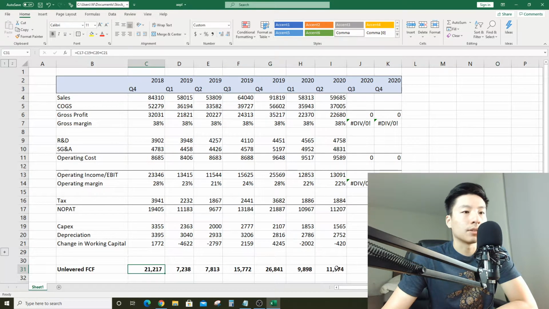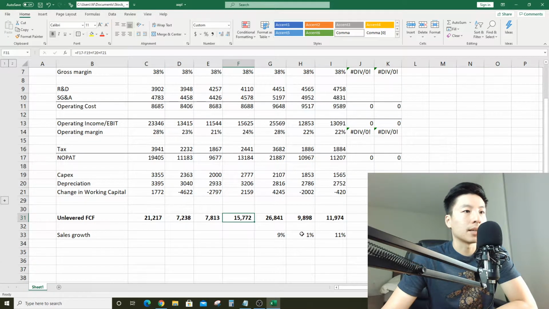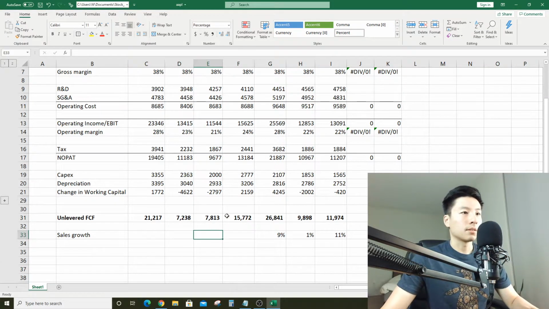Q3 is pretty good too. That's probably when Q3 is not bad either.